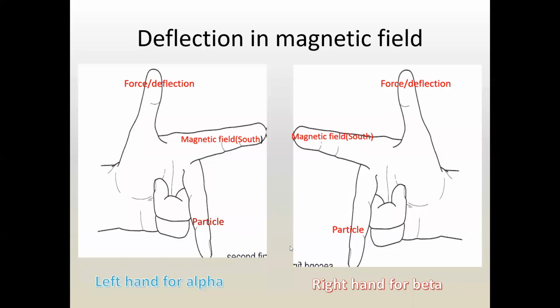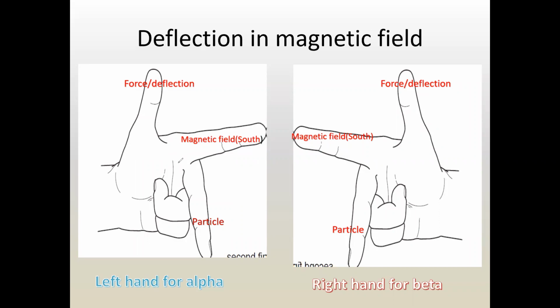The deflection in a magnetic field: how can this radiation deflect in a magnetic field? For this, you have to use a left hand rule. In the left hand rule, the first finger, the index finger, represents the magnetic field. The second finger represents the direction in which the particle is moving, and the thumb automatically shows the direction of the deflection.